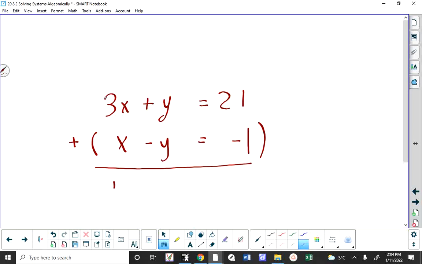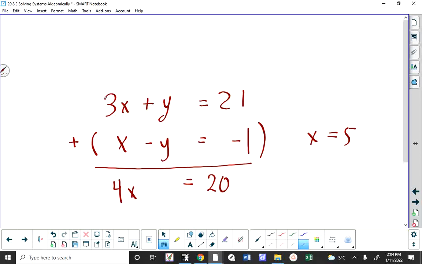3x plus x is 4x, y plus negative y is nothing. I've eliminated the y from the equations. And I end up with 4x equals 20, which is 21 plus negative 1. Well, I divide both sides by 4 and I get x equals 5. Once I know what x is, I can put x equals 5 into one of the equations and solve for y. Does that ring a bell? Hopefully it does. It's a very quick, simple method.